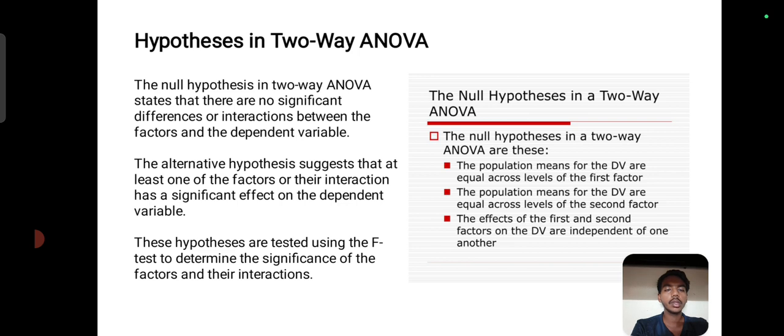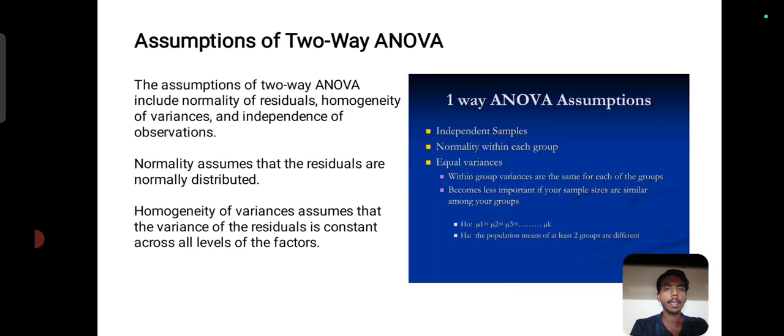Hypothesis in two-way ANOVA. The null hypothesis in two-way ANOVA states that there are no significant differences or interaction between the factors and the dependent variable. The alternative hypothesis suggests that at least one of the factors or their interaction has a significant effect on the dependent variable. These hypotheses are tested using the F-test to determine the significance of the factors and their interactions.